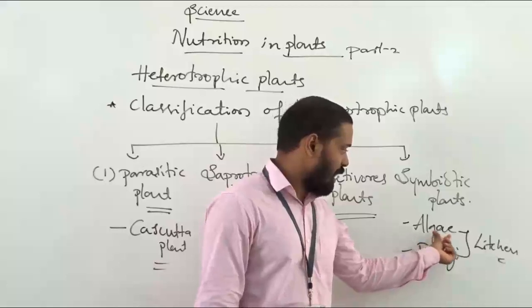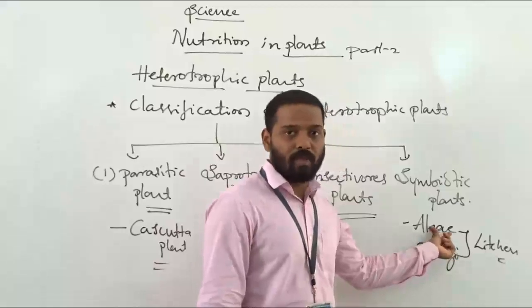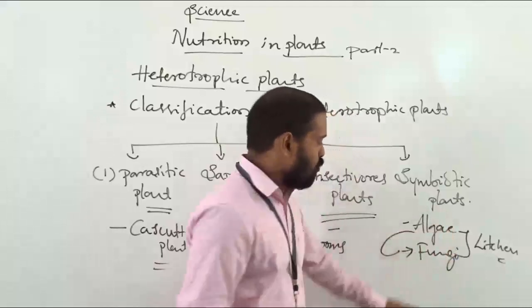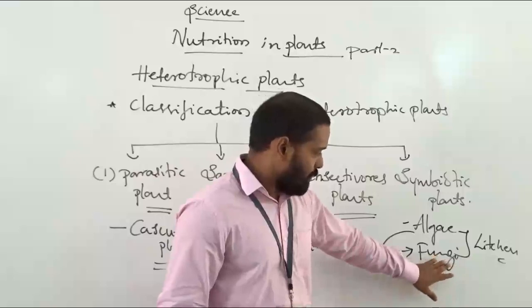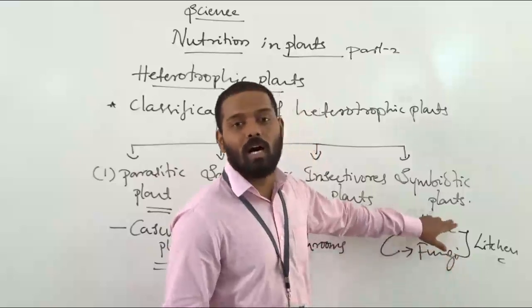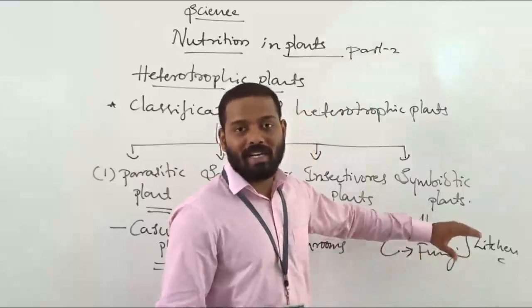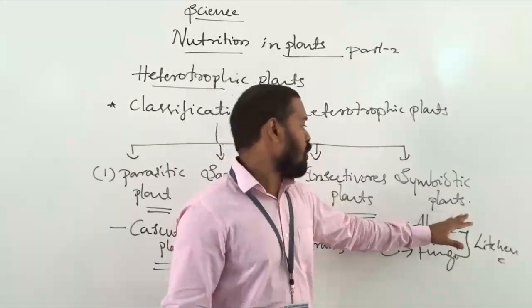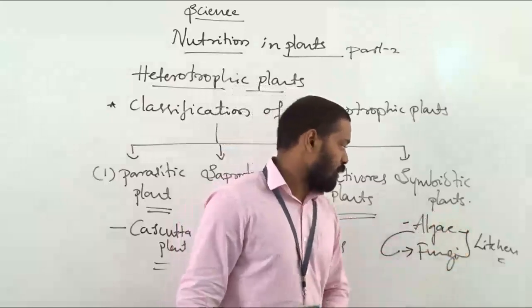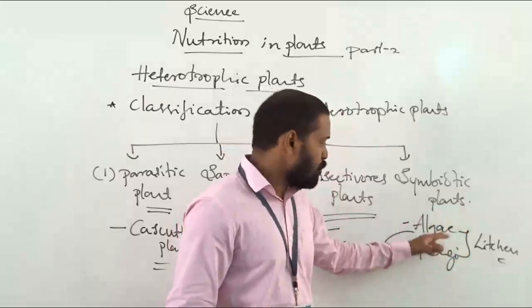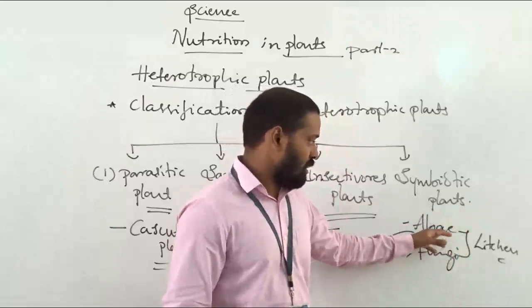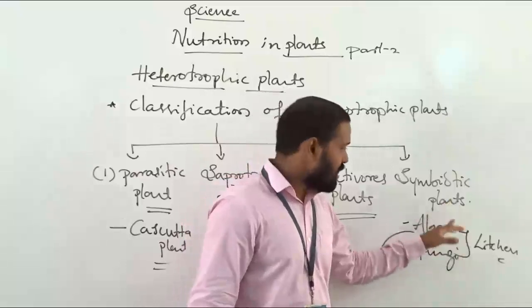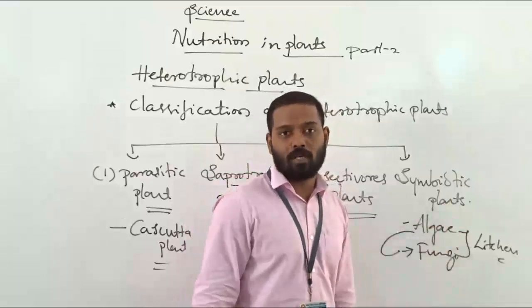Basically, the algae prepares the food, and this food it gives to the fungi. So what does the fungi give to the algae? The fungi gives moisture to the algae, because if algae wants to grow, it requires a lot of moisture. So algae gives the nutrients to the fungi. This is a mutual exchange of nutrients from one plant to another. Such plants we can call symbiotic plants.